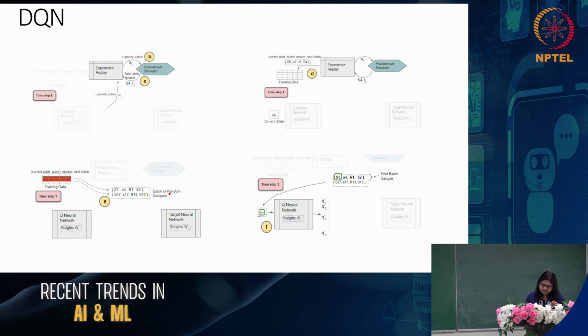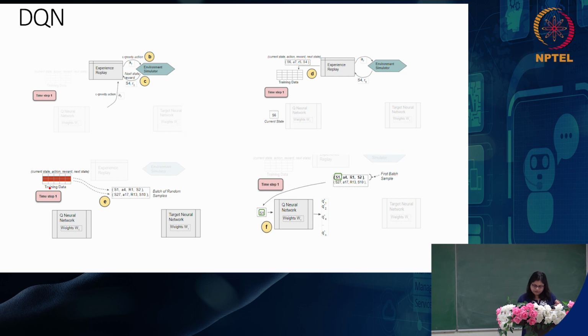These are some batch of random samples. Next, maybe it can use S27. Again, it can use the Q neural network to identify the Q values of all the actions given S27 as the state, and then find the action which has the highest Q value. Okay, you understood that this way this memory is calculated and this training data is generated.